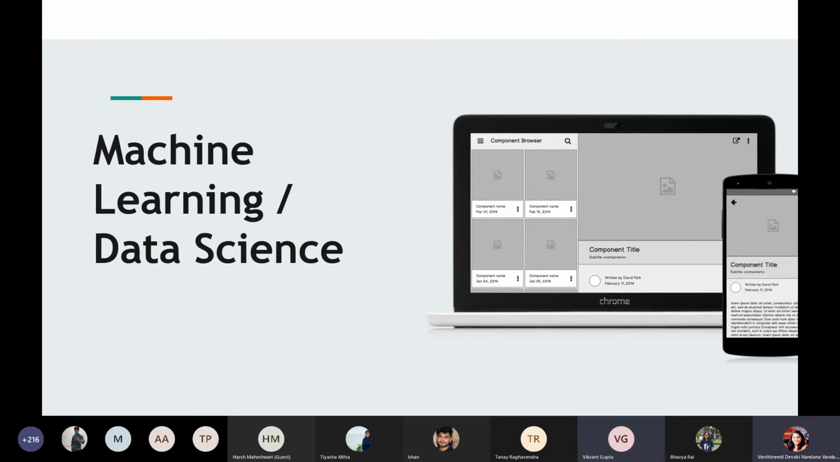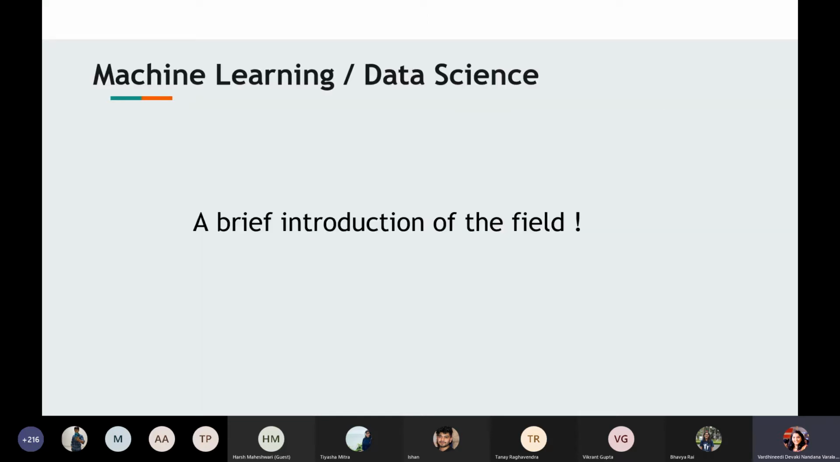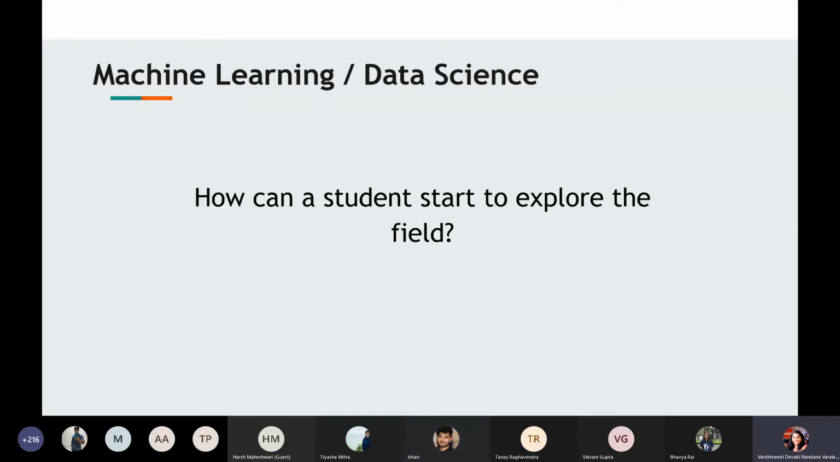Yeah. Thanks a lot, panelists, for your introductions. So now we'll start with the machine learning and data science profile. So Harsh, firstly, we wanted to know a brief introduction of the field, which you have already given. So I'll move to the next one. How can a student start to explore the field of machine learning and data science?